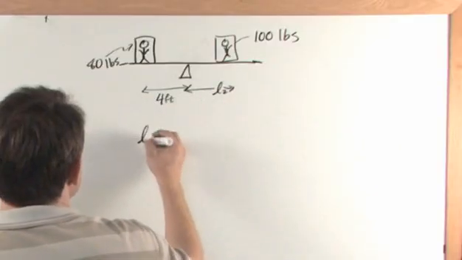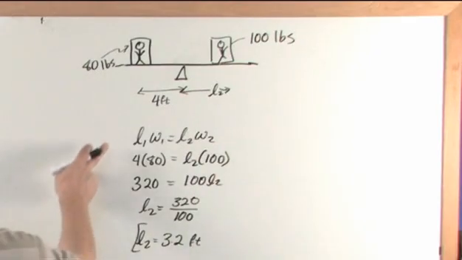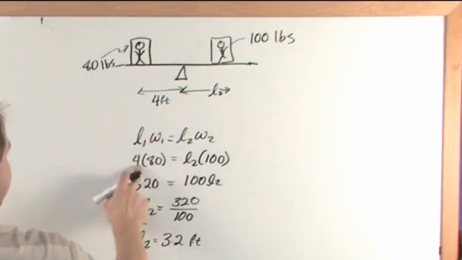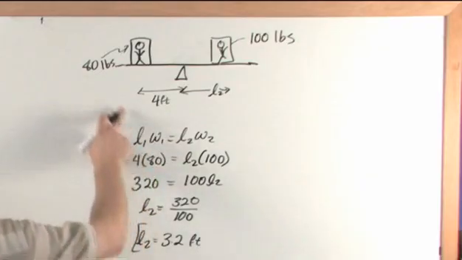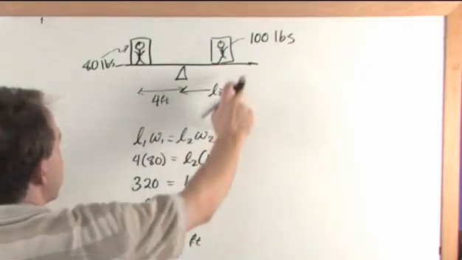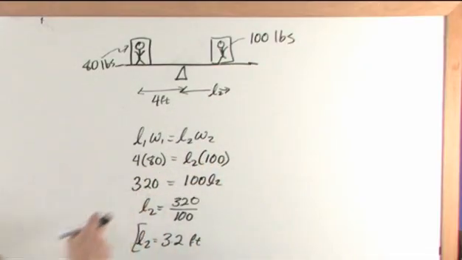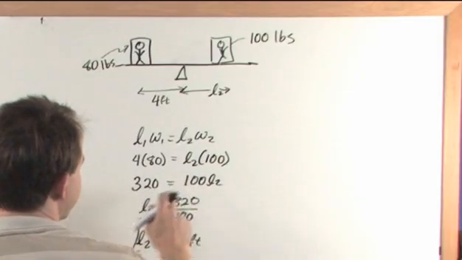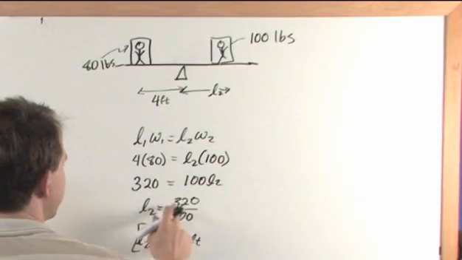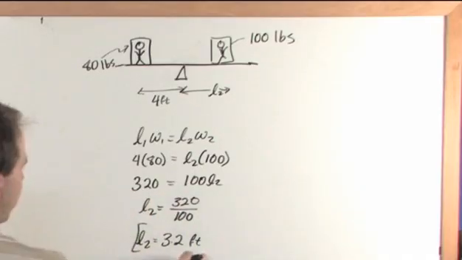So our equation for balance of a seesaw is simple. We write down the equation that we have to balance, and we just plug in what we know. This guy is sitting 4 feet from the fulcrum, and he weighs 80 pounds, okay? And this guy is an unknown distance here, and he weighs 100 pounds. So we just solve this equation for L2. 4 times 80 is 320, and then this is 100 L2. And then to solve for L2, we just divide both sides by 100. 320 divided by 100 gives us 3.2 feet.